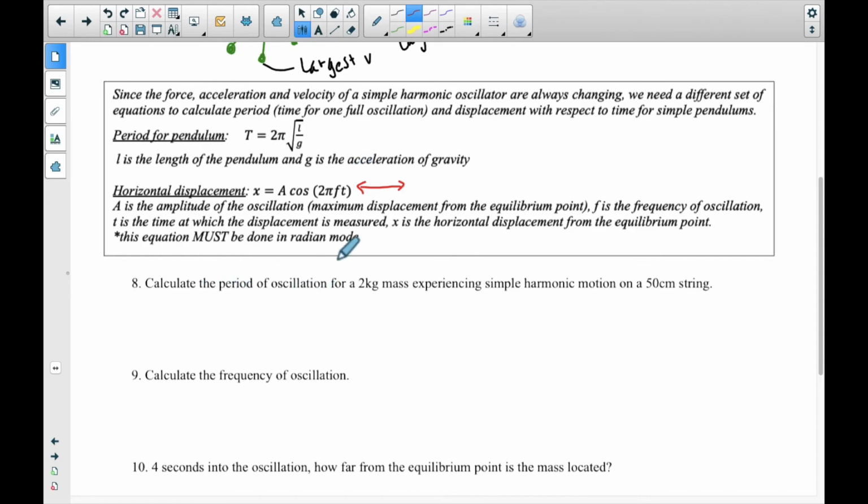And when we do our calculations, this has to be in radian mode. And remember, another thing about t is frequency. Frequency is also 1 over period, or capital T, but that's something to consider as well.